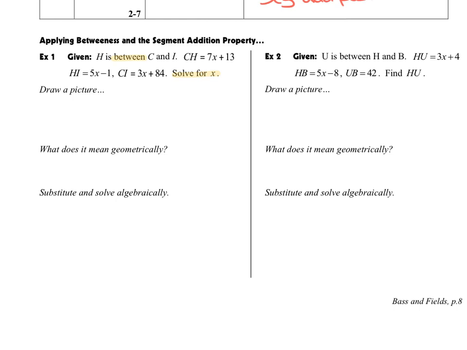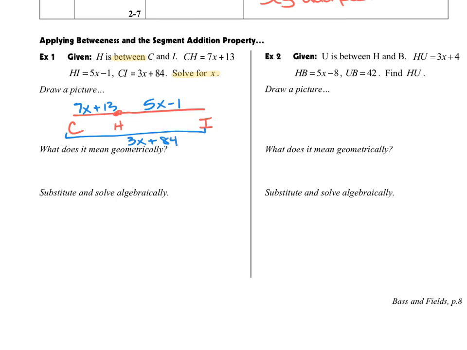So the first thing that we want to do is we're going to draw that picture just like we did up above. So we're going to quick draw this picture. We're going to say our H is between C and I. And now we can start labeling. So we're just going to read straight from our picture, or from our given information up here. It says that CH is 7x plus 13. So I'm going to find CH in my picture, and I'm going to write 7x plus 13. And then, which tells us that HI is 5x minus 1. And then CI, now that's this whole thing, is going to be 3x plus 84.